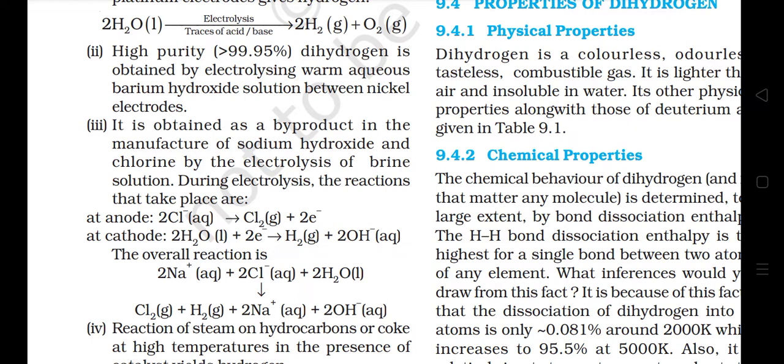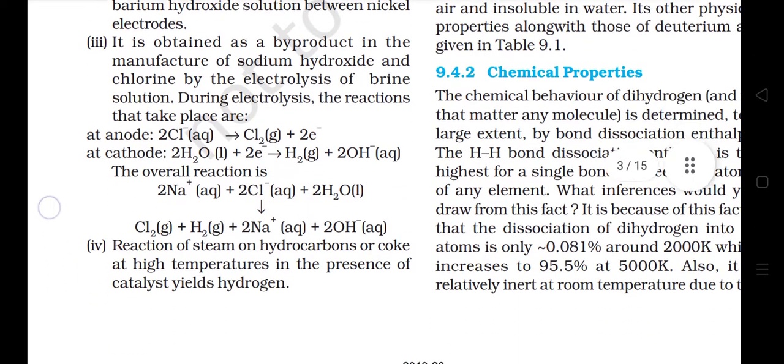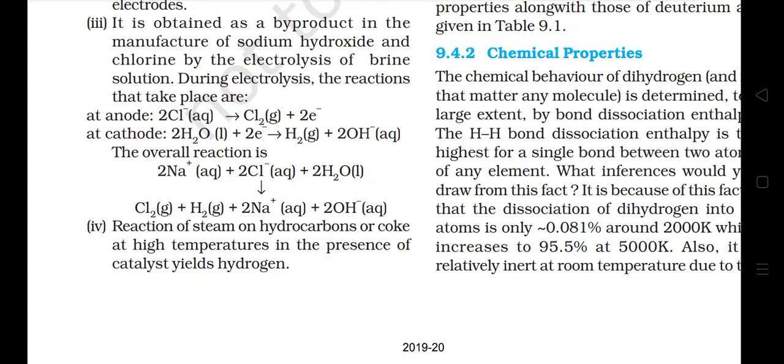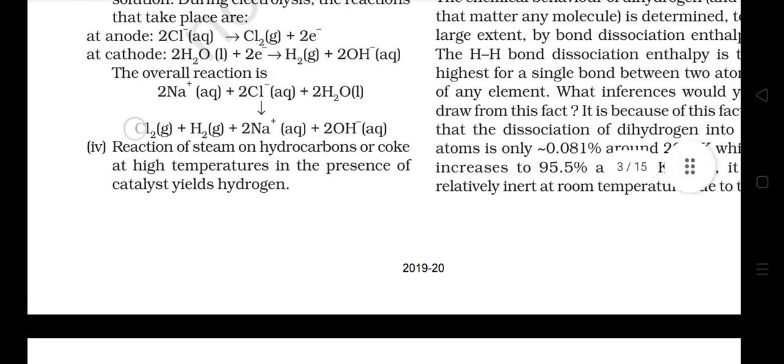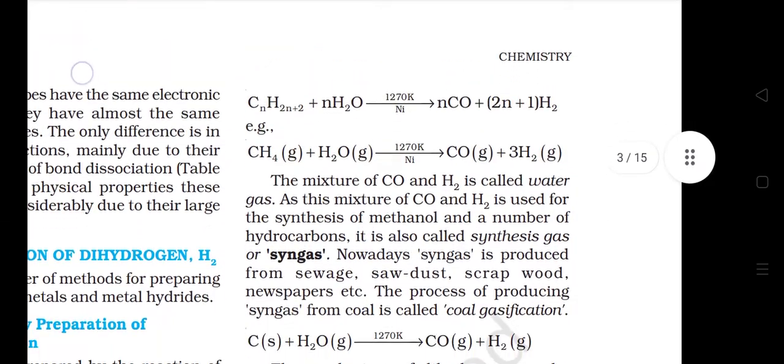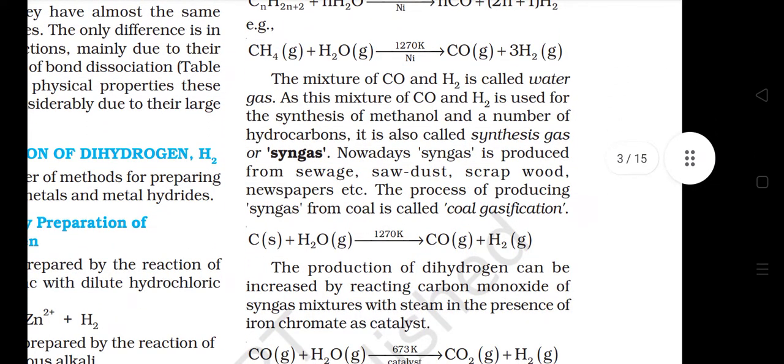During electrolysis, the reactions that take place are: at anode, 2Cl⁻(aq) gives Cl2 plus 2e⁻. At cathode, 2H2O gives H2 plus 2OH⁻. 4. Reaction of steam on hydrocarbons or coke at high temperatures in the presence of catalyst yields hydrogen. The mixture of CO and H2 is called water gas.